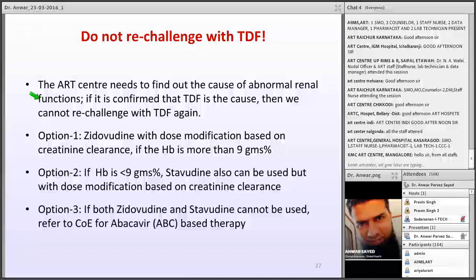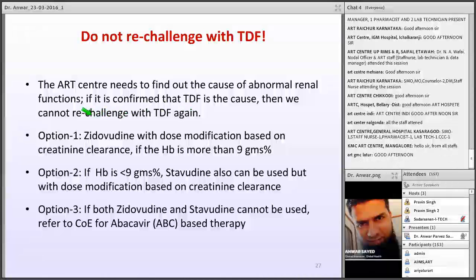So that needs to be seen, and if it is proved that tenofovir is the cause of the abnormal renal function, then it needs to be substituted. It is not to be re-challenged with tenofovir again. So what is the option for substitution? Option 1 is zidovudine with dose modification based on creatinine clearance if HB is more than 9 grams.